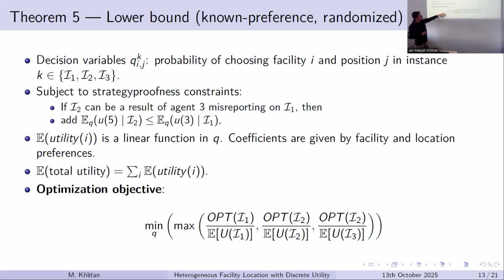And then what is the objective of this optimization problem? So this maximum, okay, so this term, that's the approximation ratio on instance 1, the optimum over its expected utility. Now we look at the worst case over all of these instances, and we minimize because we want to find out the smallest possible worst case. And we minimize over the Q.